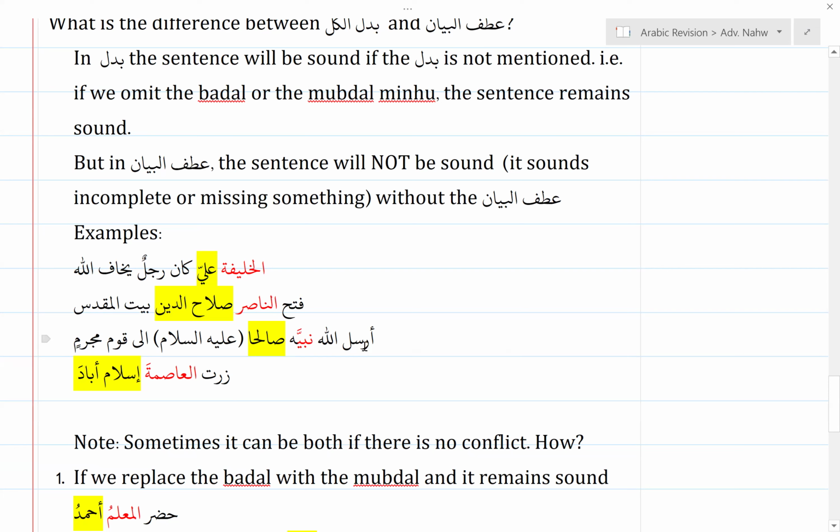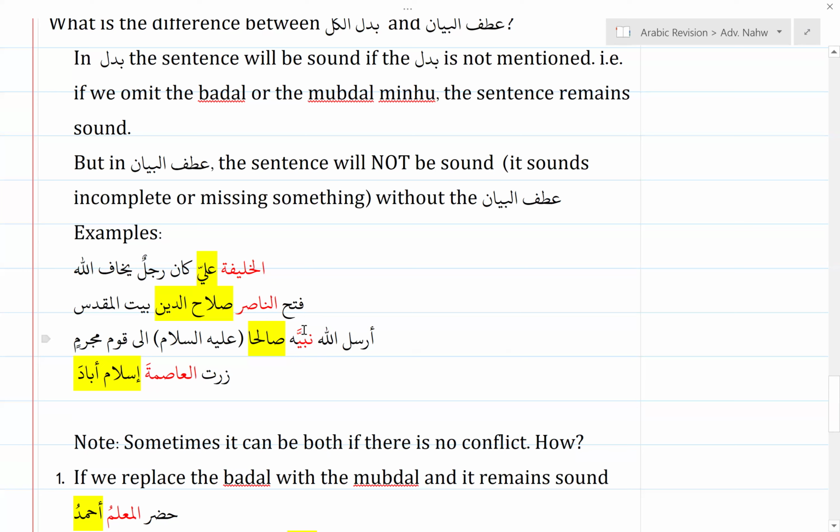Let's look at the second one. أرسل الله نبيه صالحا عليه السلام إلى قوم مجرمين. If I just said أرسل الله نبيه and I removed the عطف بيان صالحا, which is providing more information, and I just say نبيه, there are so many prophets that have been mentioned. Which one are you referring to? Now you see there's more ambiguity that is created. So I bring in the عطف بيان to clarify who I'm speaking about.